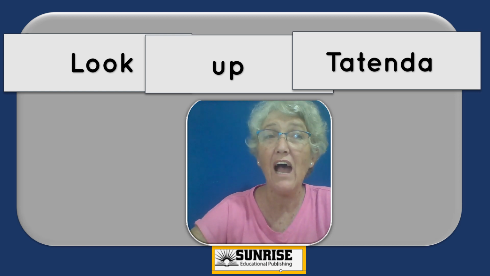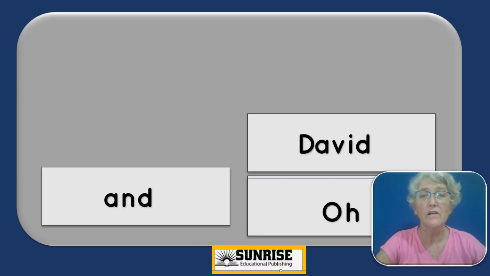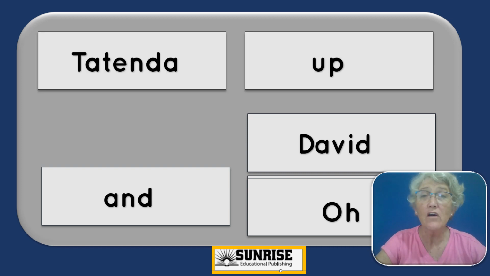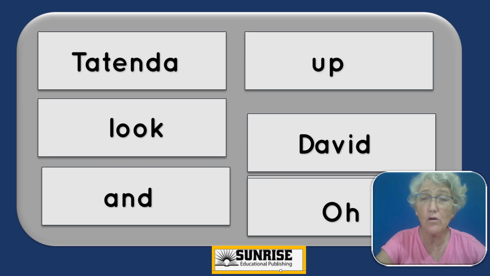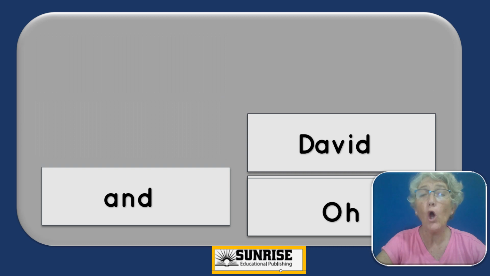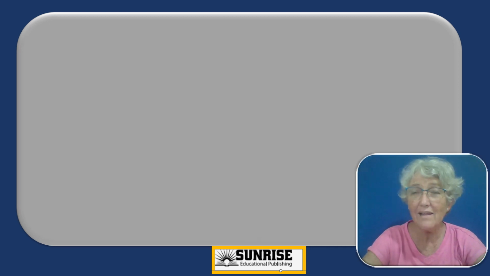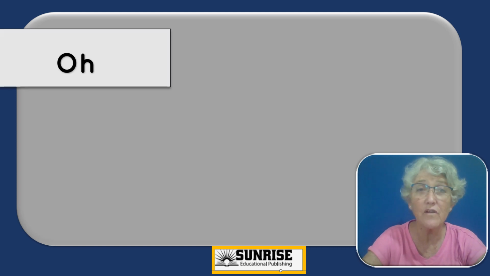Let's have a look how that can happen. Now we're going to add some more words. So we have already the tender, the up, and the look. And you can see we've got David and oh. Right. So what can the children do with these words? And once again, you let the children try to decide what sentences they can do using these words. Let's see how we can order these words.